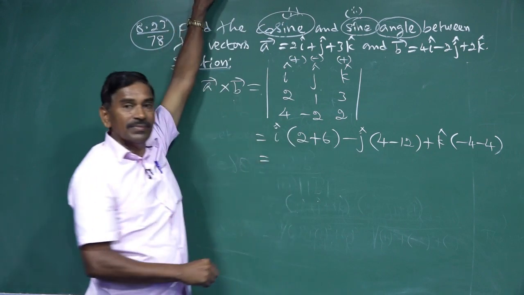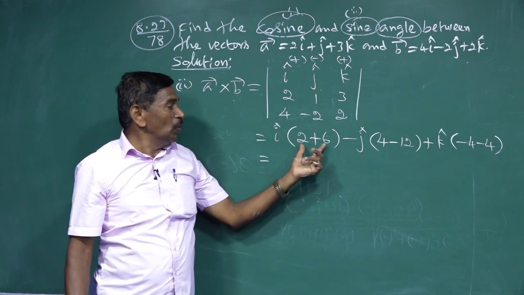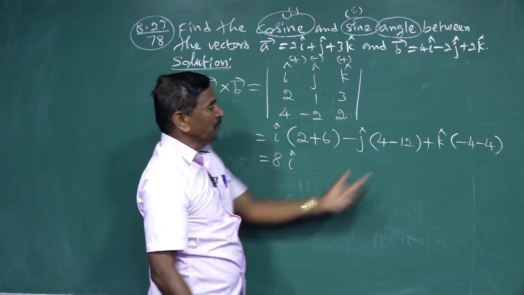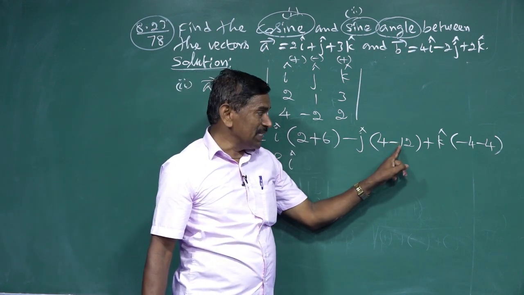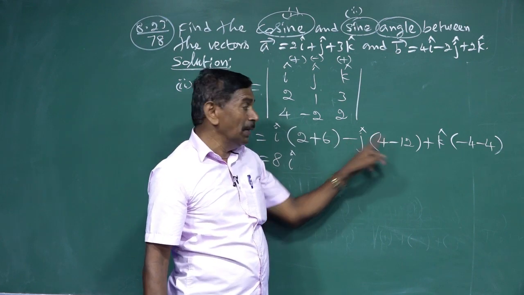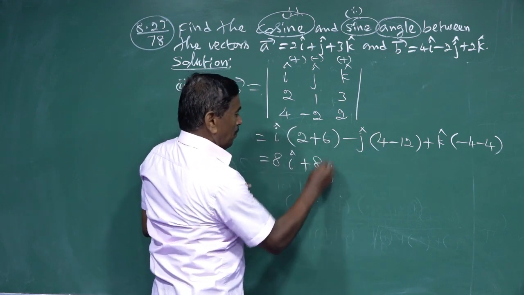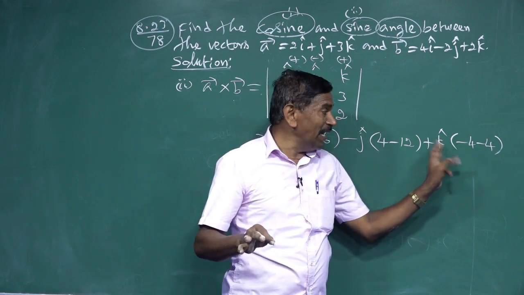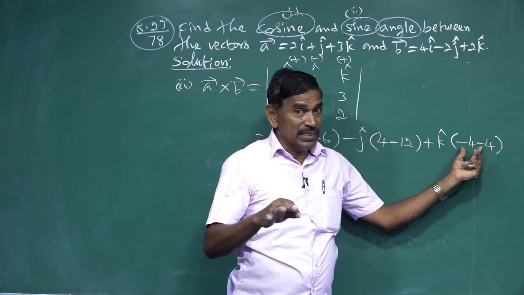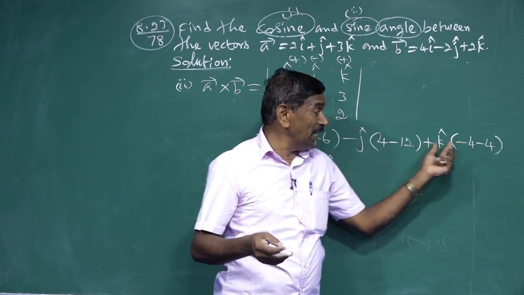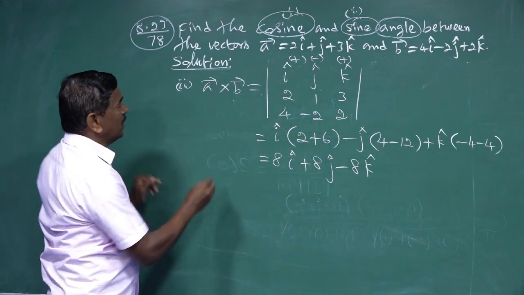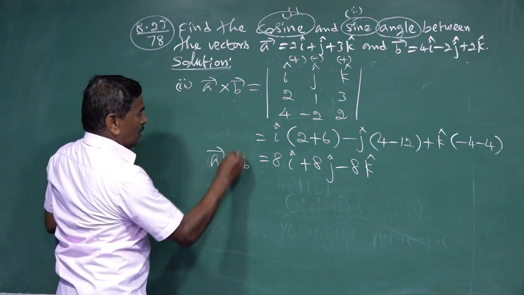Simplify it yourself. Yes, very good. 2 plus 6, 8. 8 into i cap. So, 8 i cap. Yes, very good. Minus 8. Minus into minus, plus. Plus 8 j cap. Okay, here. Very good. Minus 8 cap. That is minus 4 addition. So, minus 8 into k cap. Minus 8 k cap. What is the left side? Yes, A vector cross B vector.